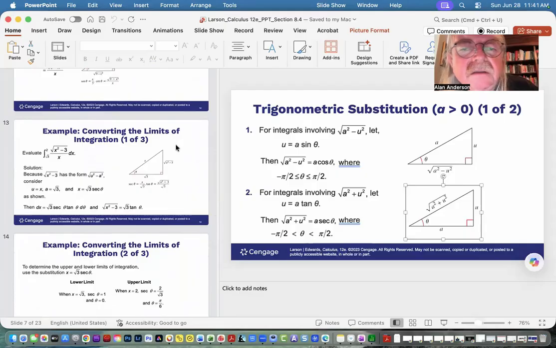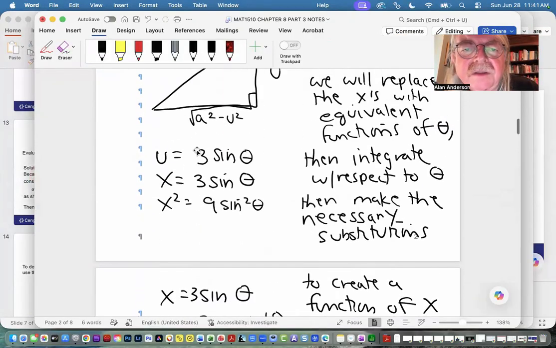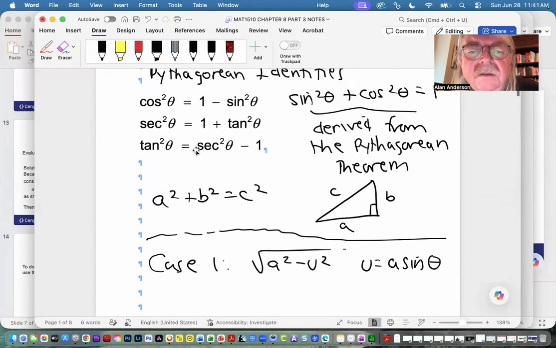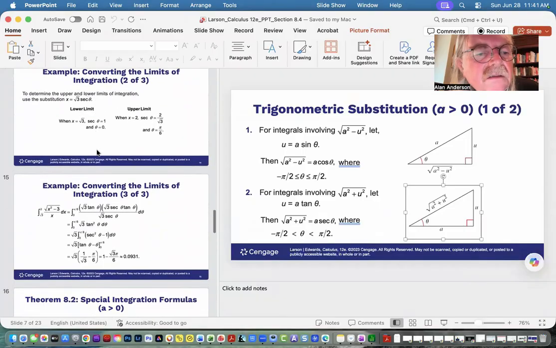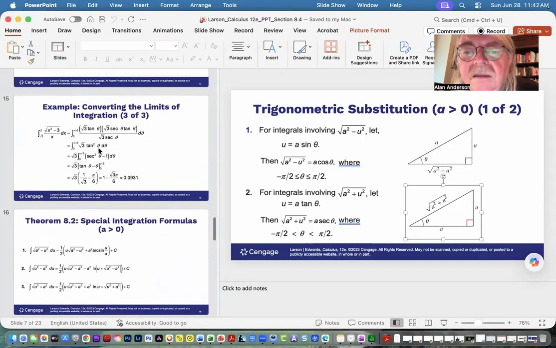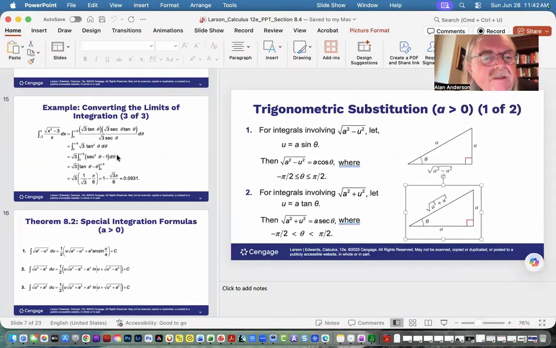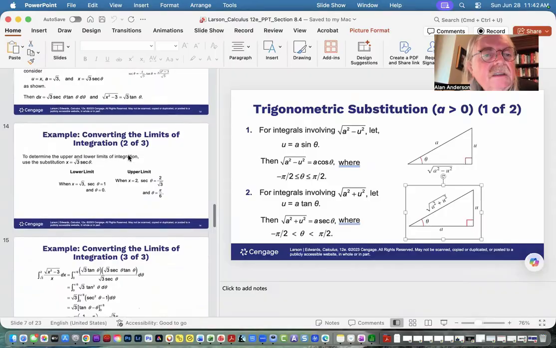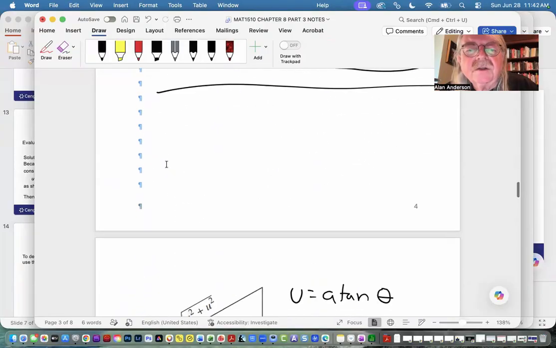It looks like, I thought they had a separate example for this one. No, they did not. They went straight on to the third case. Okay, interesting. All right. I guess we don't have an example for case two, or at least I don't see it here. What they want us to do, I guess we're going to do number three.